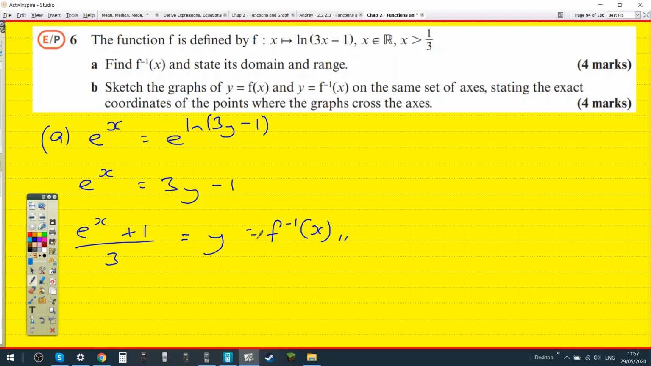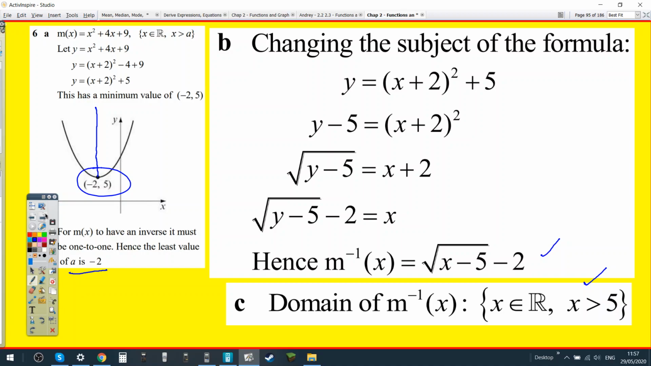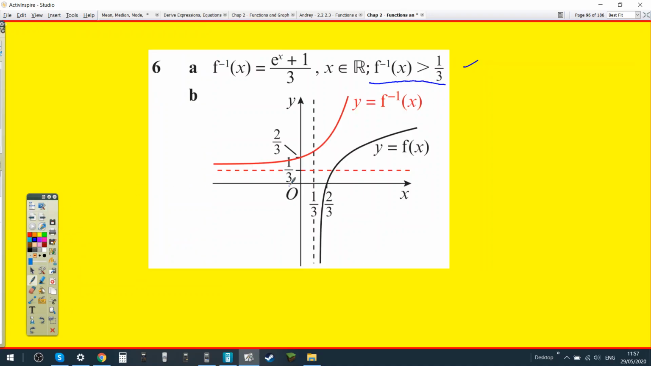If you had to find its domain and range, you just graph them. So here's the f inverse of x, and its domain is x is any real number. Basically, x can be any number, the f inverse you said before. Any questions there? No. Okay.